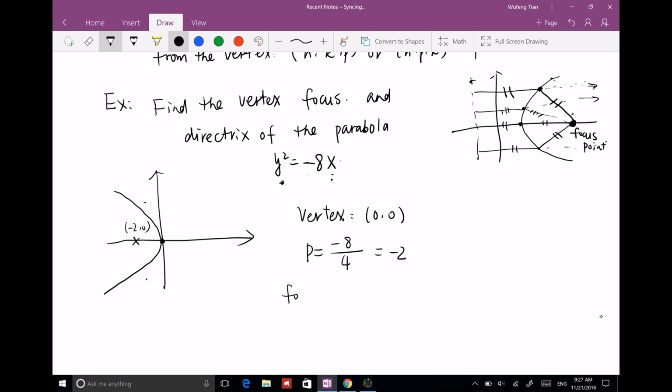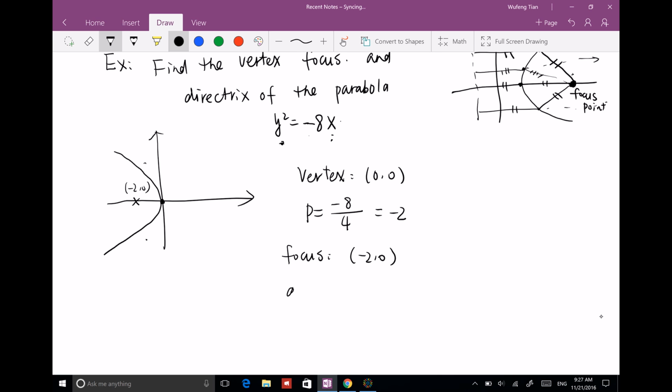So the focus is negative 2, 0. And the directrix is going to be here on the other side, away from the focus point. Directrix is x equals, the same distance too, so it's x equals 2. And then I think that's it.